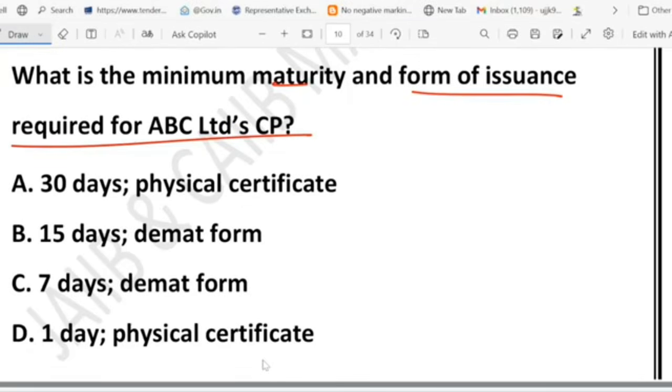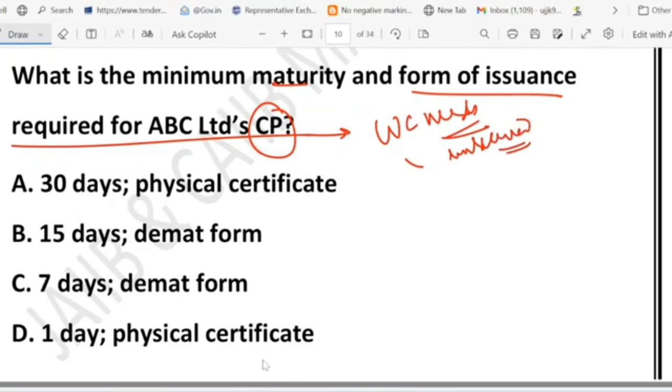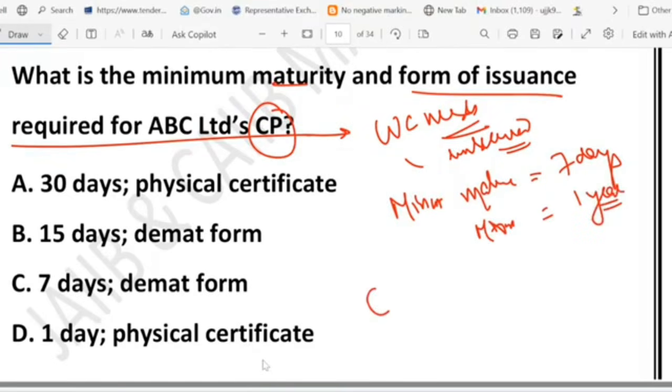So I told you CP is commercial paper. It is a short-term borrowing tool used by companies to raise money quickly, usually for working capital needs. It is unsecured, meaning no collateral, and it is issued at a discount for a fixed maturity. As per RBI guidelines, the minimum maturity for CP is 7 days, and the maximum maturity is 1 year. One more thing: CP is issued in demat form. Demat means electronic form, especially since banks can only invest in demat CP.